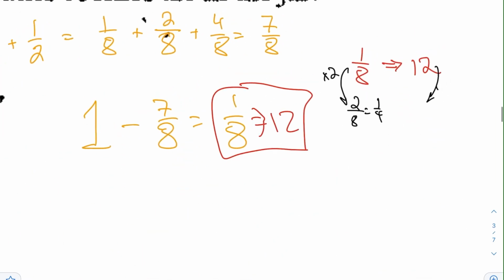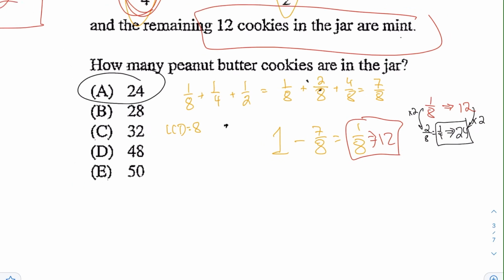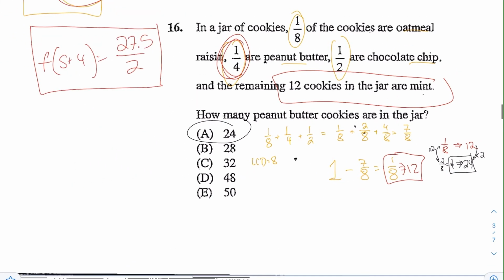You multiply by 2, and that's going to give you 24. So 1/4 of the total corresponds to 24 cookies, which is choice A. You can also find the total number of cookies in the jar and do 12 times 8, which is 96, and then just do 96 divided by 4.